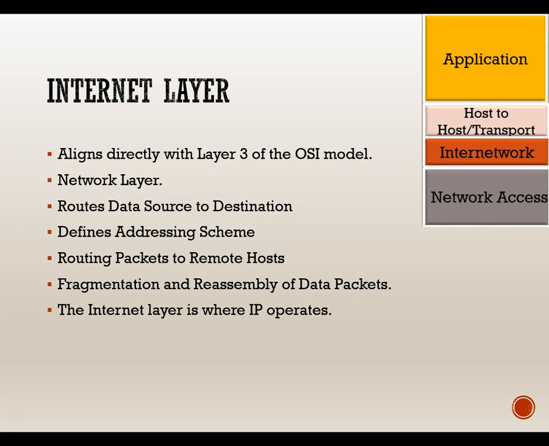Once we get above the network access layer, IP is IP, TCP is TCP. What distinguishes local area networks from wide area networks is actually going to be layer 2 and layer 1, the things of the network access layer that we're talking about. The internet layer handles routing packets to the remote host, and fragmentation and reassembly of data packets if they're too big. There may be fragmentation at the internet layer, breaking the packets up. The internet layer is where IP operates again.